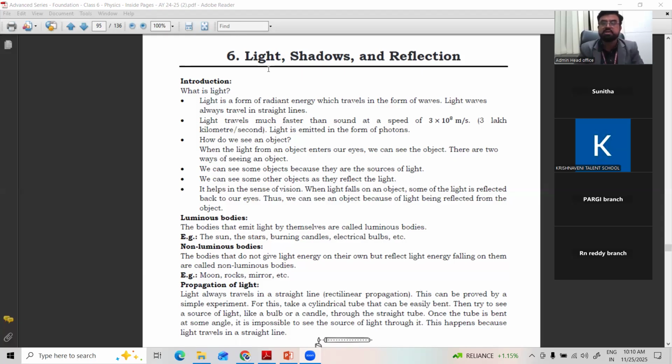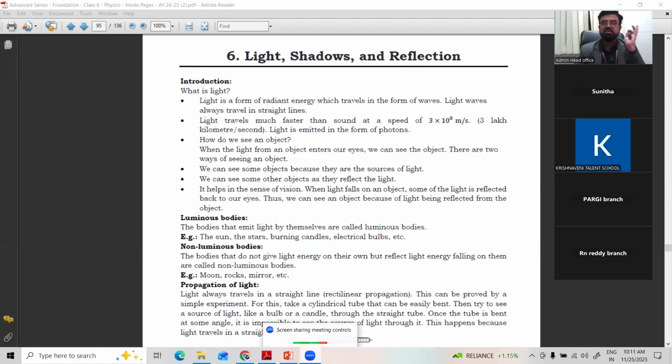But how can you see other objects? In a dark room, you have a chair, your bed, your fan, your AC. We cannot see them. They are not producing light. But when you switch on the light, because of reflection of light, we are able to see the objects. Right? So those are the non-luminous bodies. So we have discussed luminous and non-luminous bodies.